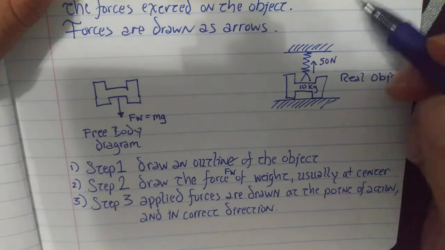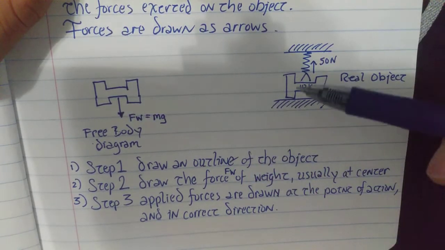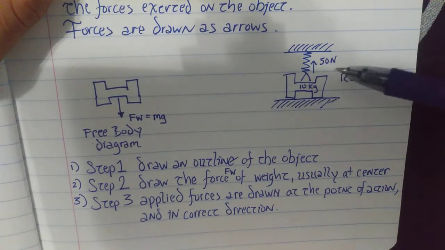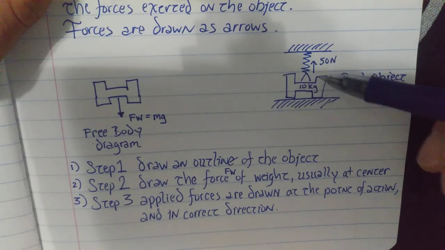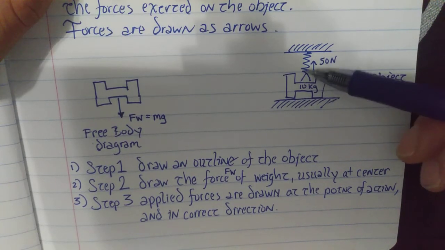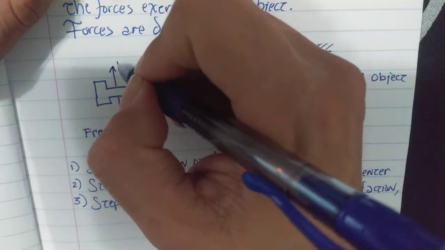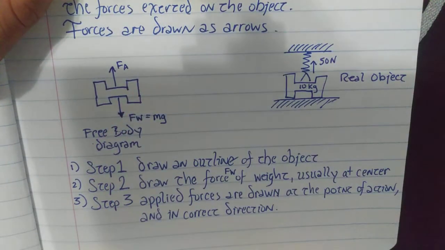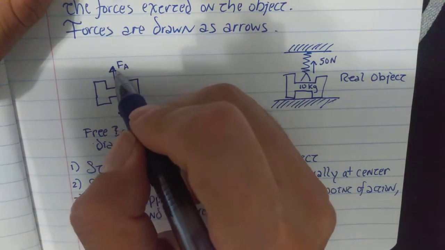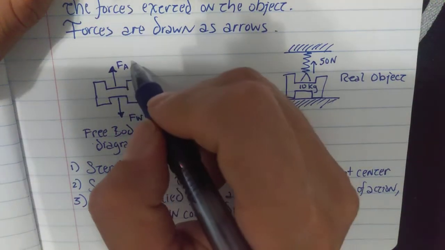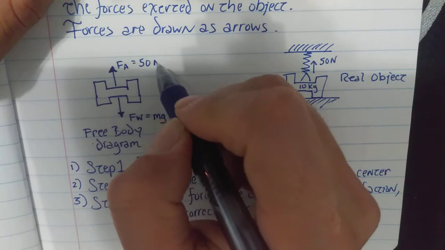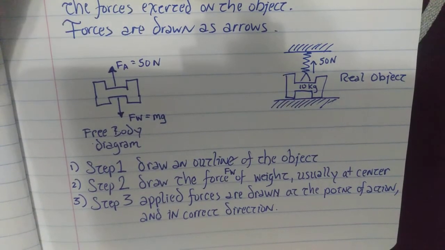So what's going on here now? So we got the weight. So next is the applied force. So who's pushing or pulling on this real object? Well, we got this spring pulling up. So we're going to draw that. So that's the force applied. And this is the 50 newtons. All right.